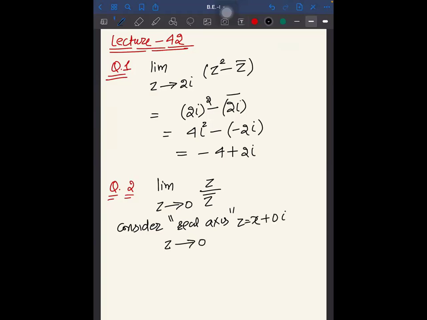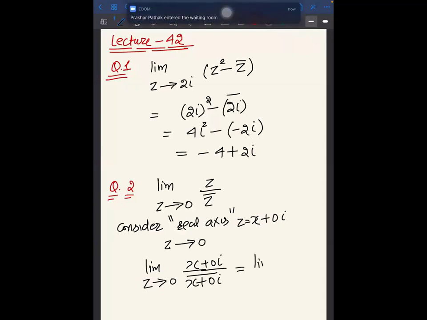Right? So that means limit z goes to 0, x plus 0 iota upon the conjugate of x plus 0 iota. We have chosen z as x plus 0 iota, so we are only left with limit x goes to 0, x upon x. Are you with me on this? Because x minus 0 iota will be x. So we are left with 1, true? Yes.